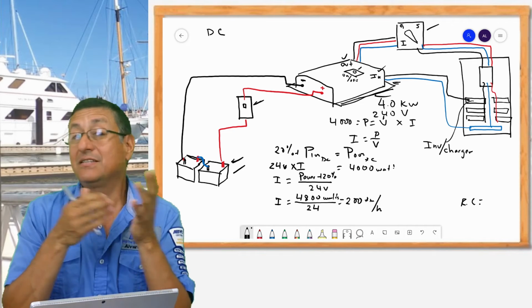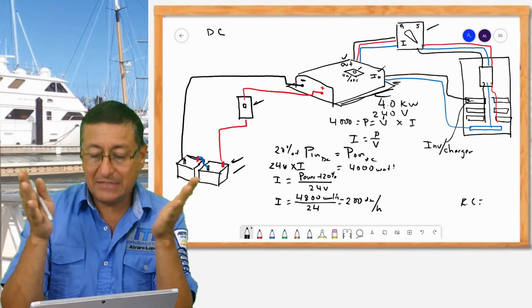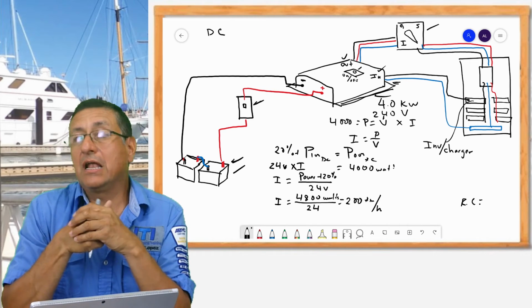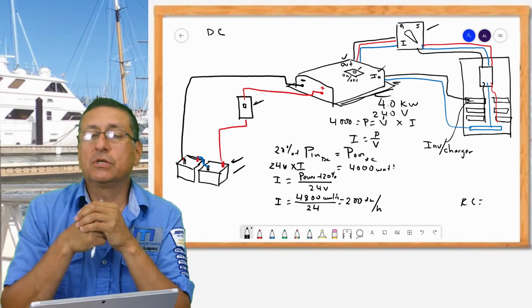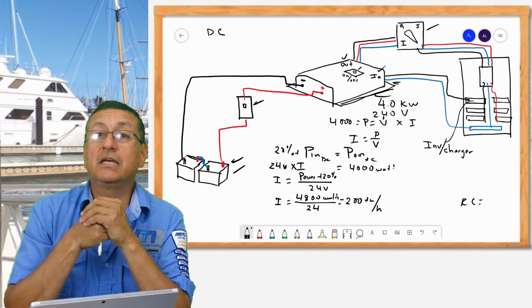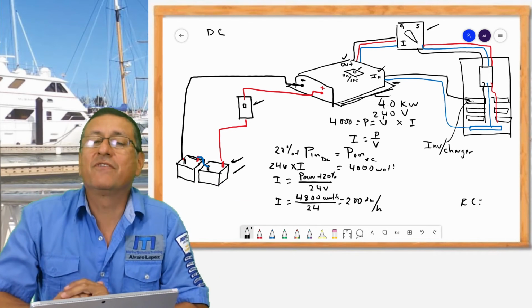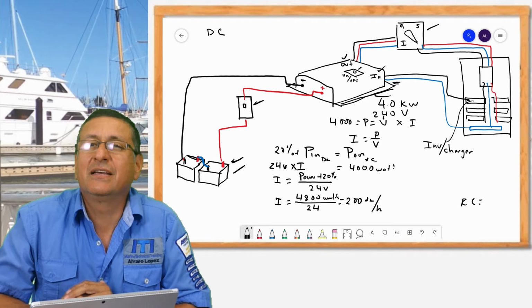Okay? This is wonderful. This is nice. This is the procedure to install an inverter. And I want you to check in your boat, in the boat that you have in your marina, in your own boat, if the inverter is properly installed.